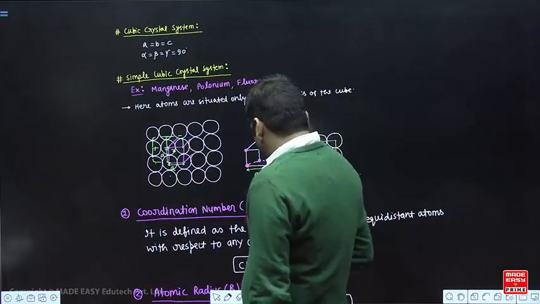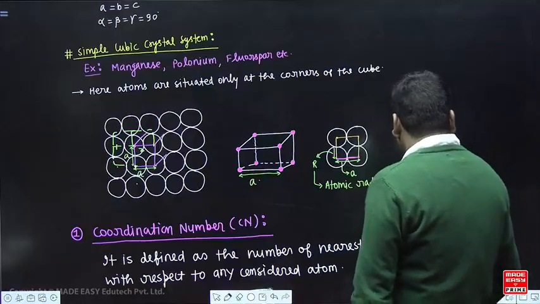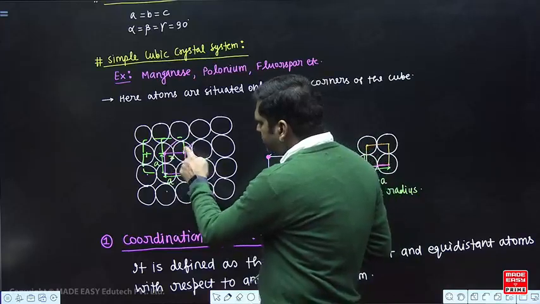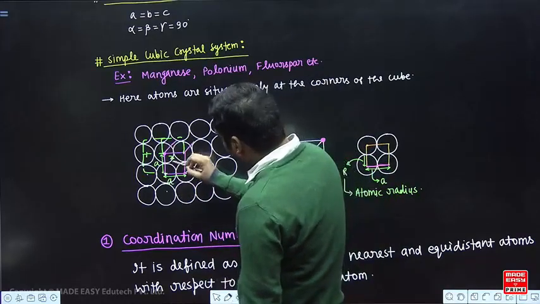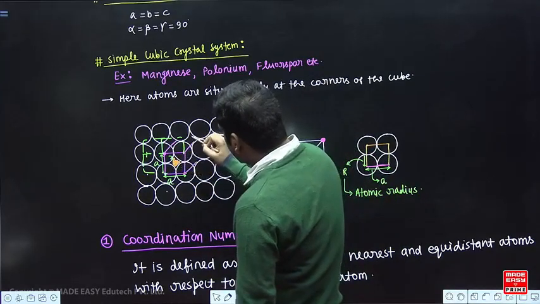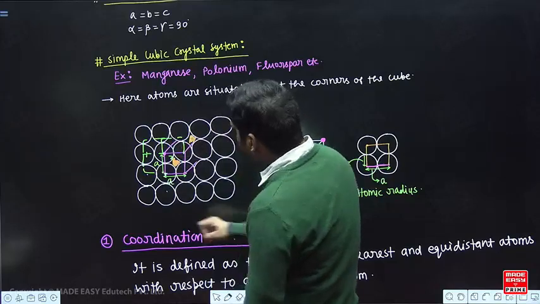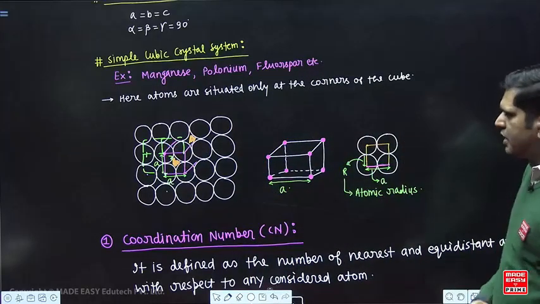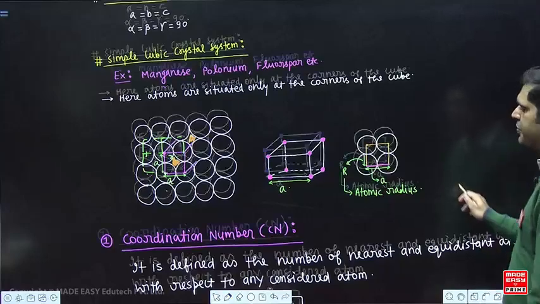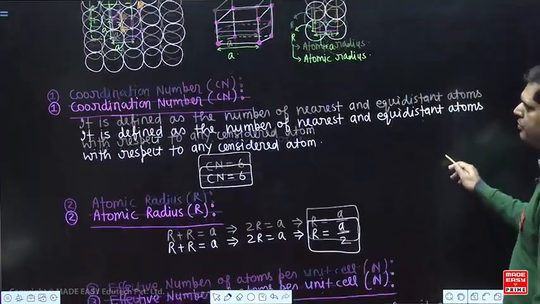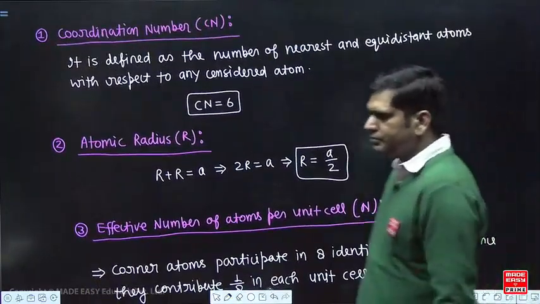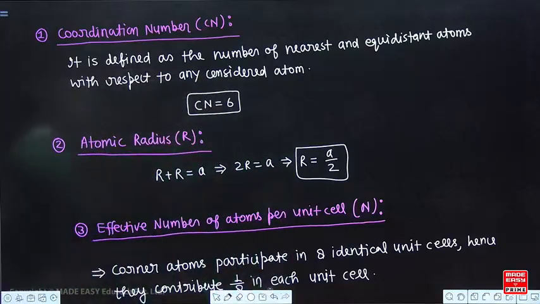If you see at this point here, you have this atom, but this place is what? Void. This place is void, empty. So you have 48% empty space and 52% filled space. Please note down from here. Quickly do it.